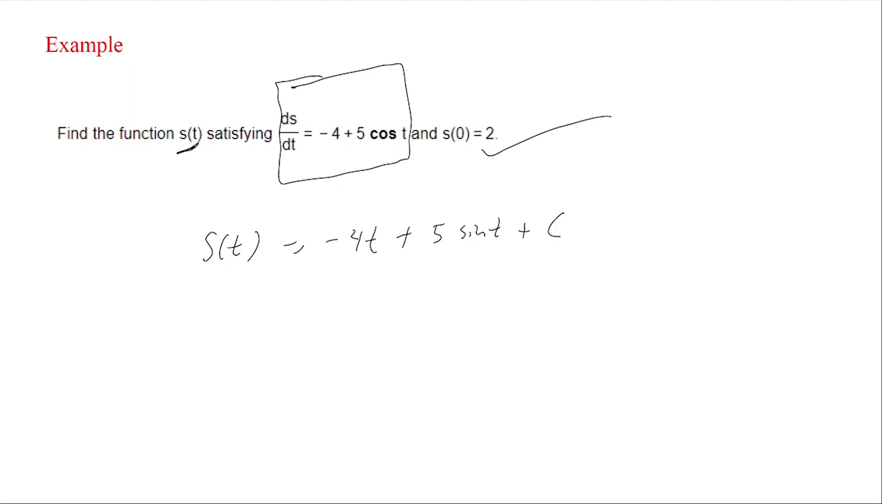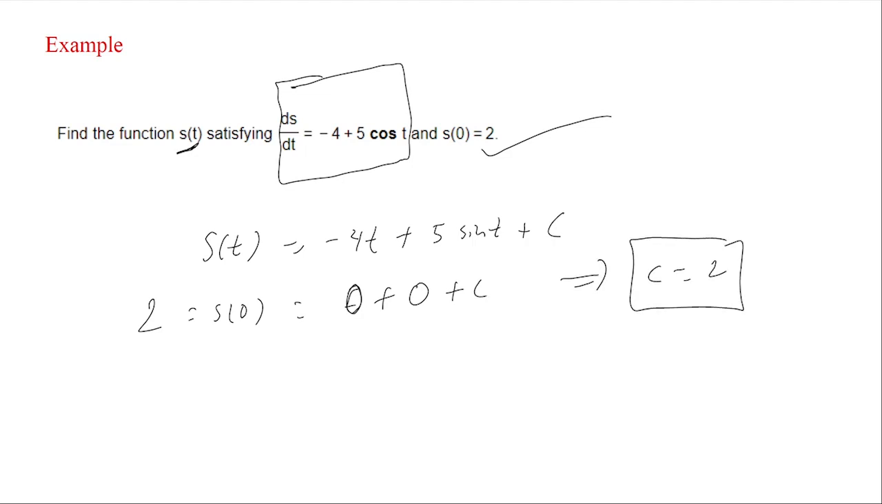But we are also given one situation: when t is 0, the value of the function is 2. So when t is 0, this part is 2. What happens to the right side? It will be -4 times 0, which is 0, plus 5 sine 0, which is 0, plus c. So that gives us the value of the constant, c equal to 2. For this situation, the constant should always be 2.